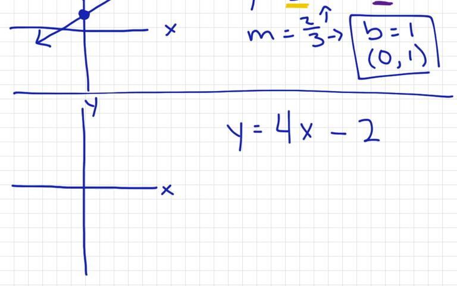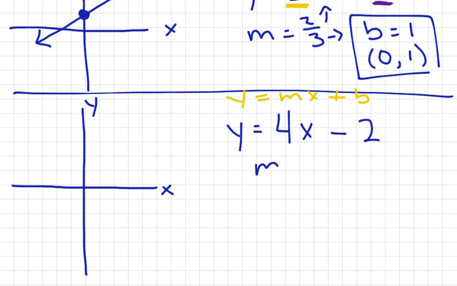Alright, here's an equation. Y equals 4x minus 2. So let's think about this. If our slope-intercept form is y equals mx plus b, what does that negative 2 tell us about the y-intercept? So hit pause, attempt to graph this, and then turn it back on to see if you got it right.